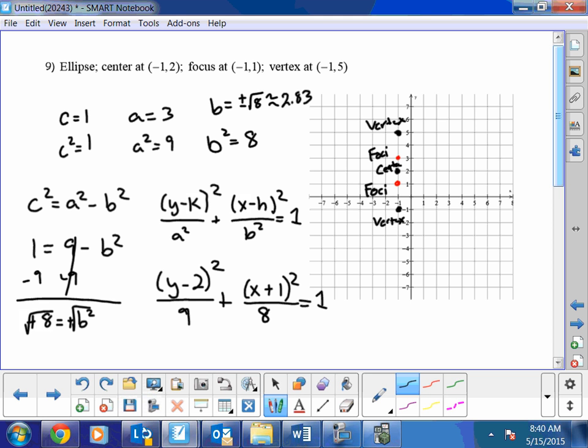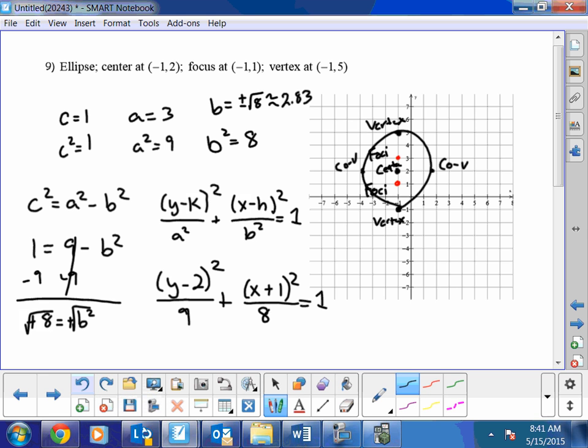My co-vertices, the only last ones I need to draw, are at 2.83. Oh, actually, I went a little too far. Well, hold on. 1, 2, no, actually, I did not go far enough. 2.83 here, 2.83 here. Co-vertices. And then from there, let's draw my ellipse. So I have the ellipse that forms this way. Lovely. Actually, it's very circular because A and B are very close to each other.